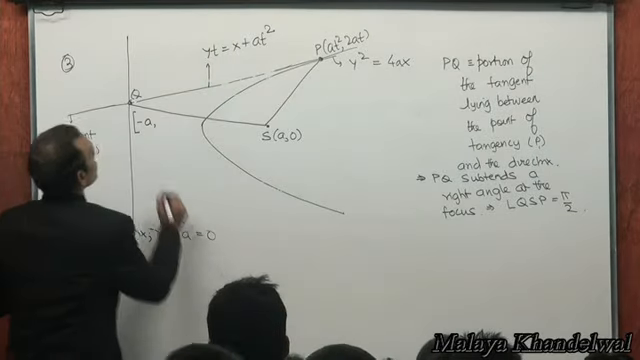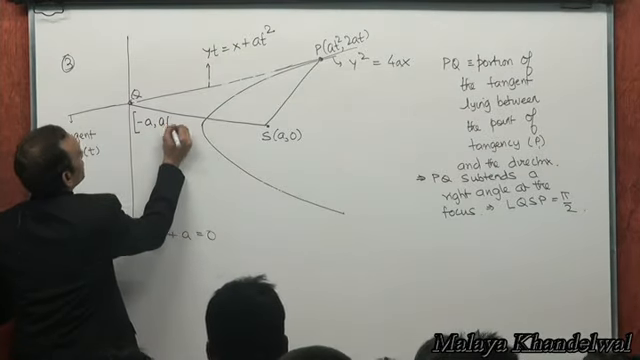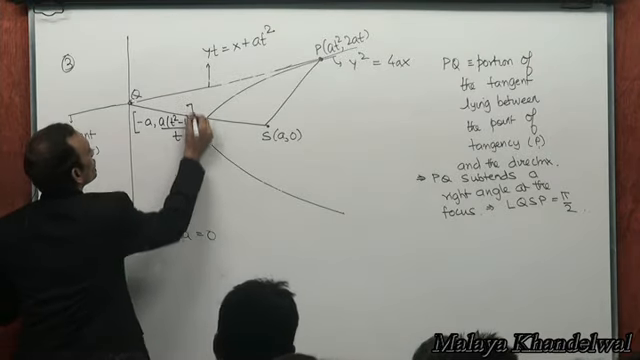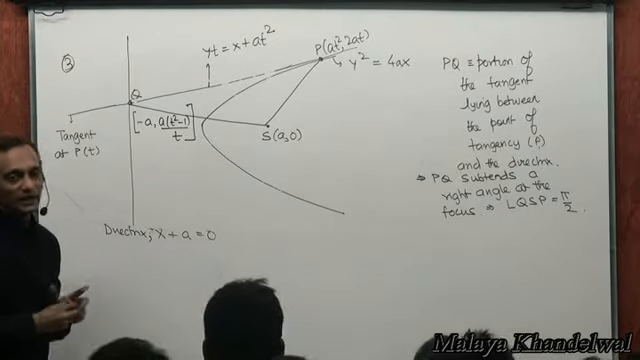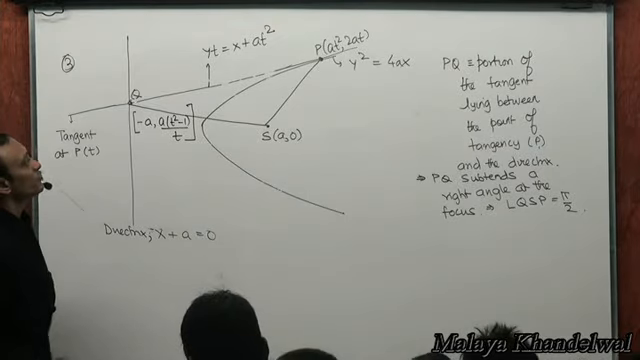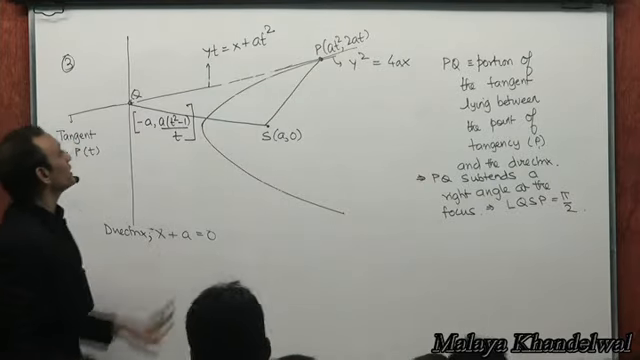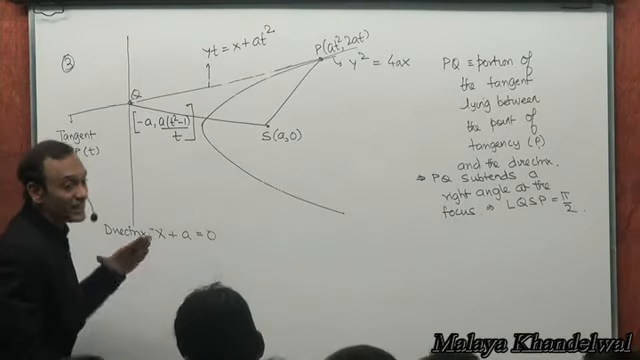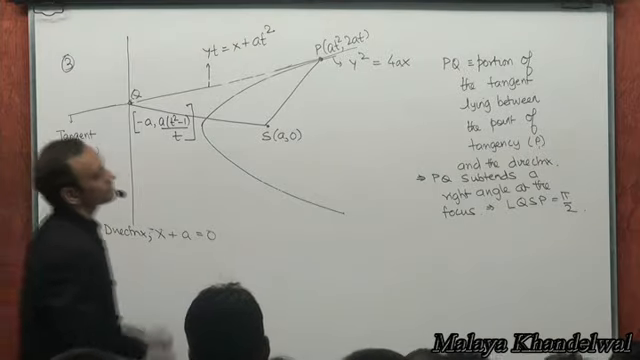When you plug in x equal to minus a, y would be a into t squared minus 1 divided by t. That's the coordinate of Q. That's where the tangent intersects the directrix, right?